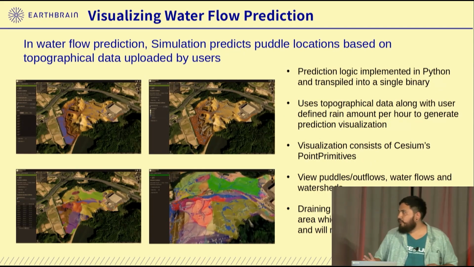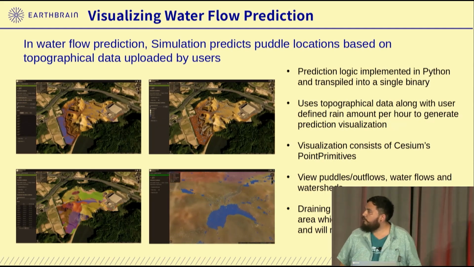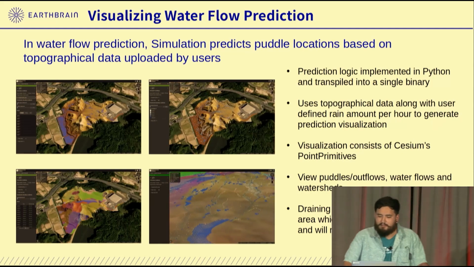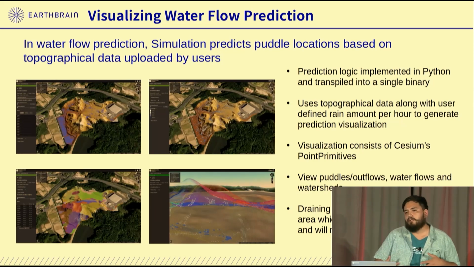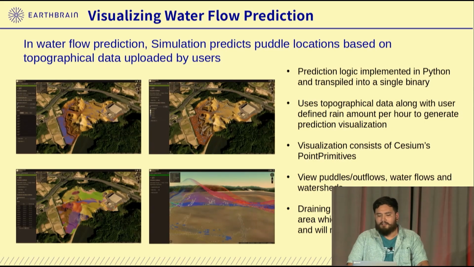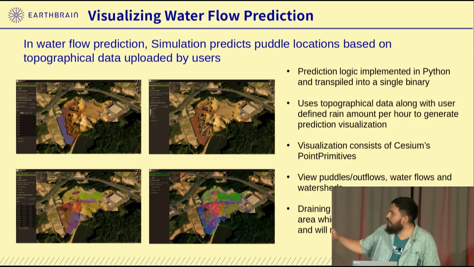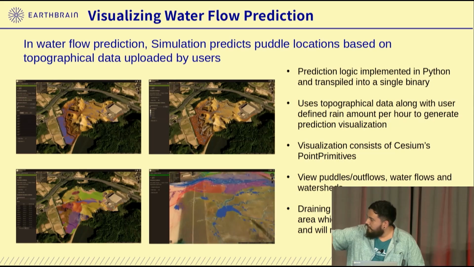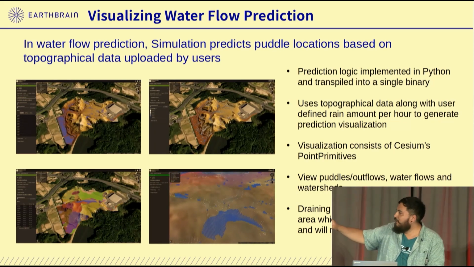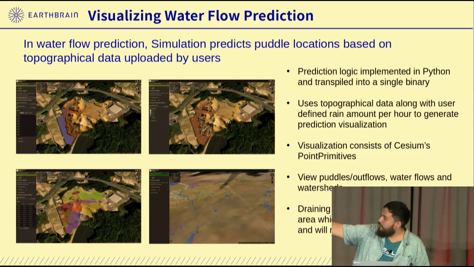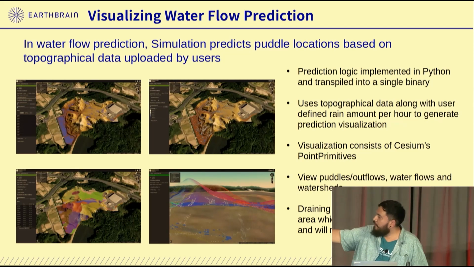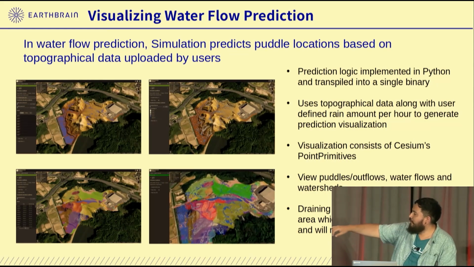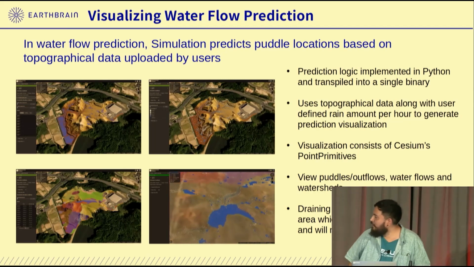An additional feature that we added recently was water flow predictions. You provide the topographical data and how much rain you expect to receive. Then we run it through a simulation process that renders out Cesium primitive points. You can see here in this example, on the left, those are puddle accumulations. On the right is the flow of the water flowing through the watersheds. And the bottom left is the different watersheds of the working area. You can see when zooming in, it's all point primitives.